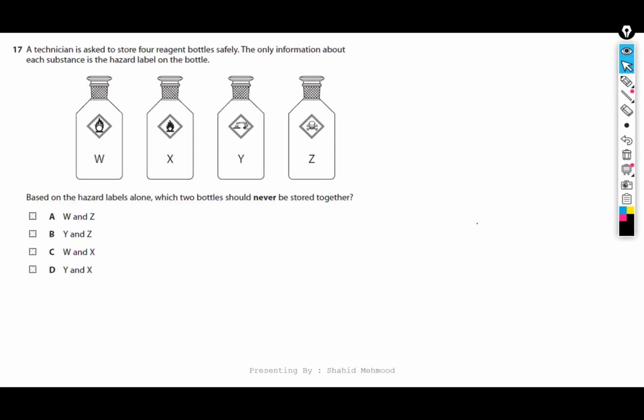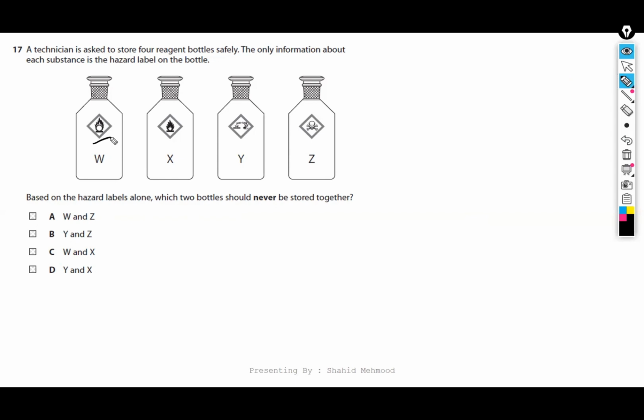Question 17. A technician is asked to store 4 reagent bottles safely. The only information about each substance is the hazard label on the bottle. It means on the bottle there is nothing written, only the labels are there. Based on the hazard labels alone, which 2 bottles should never be stored together? So you see, you must know the meaning of these signs.